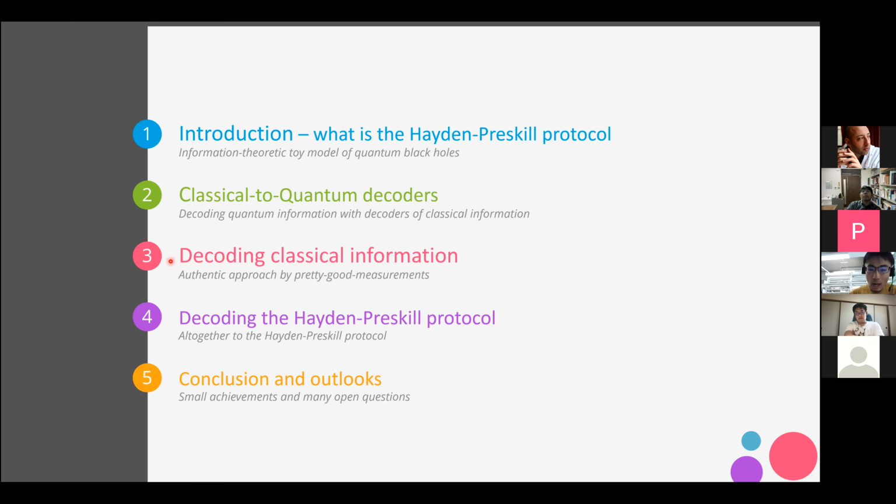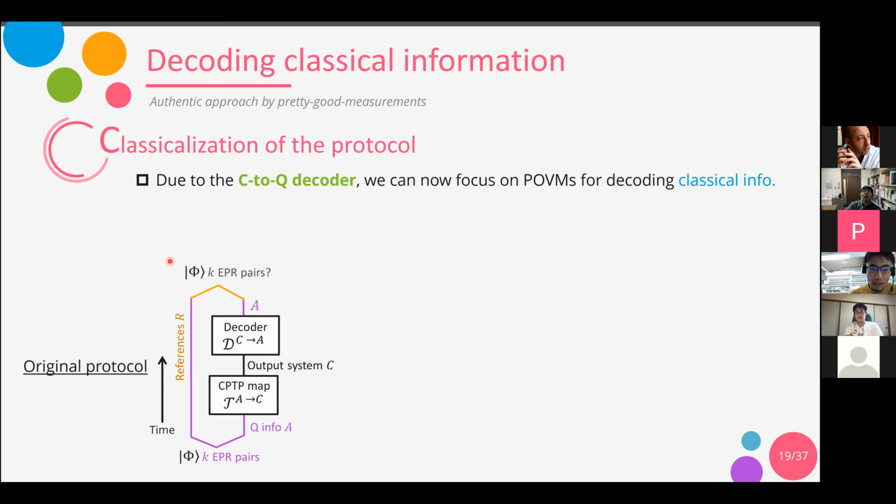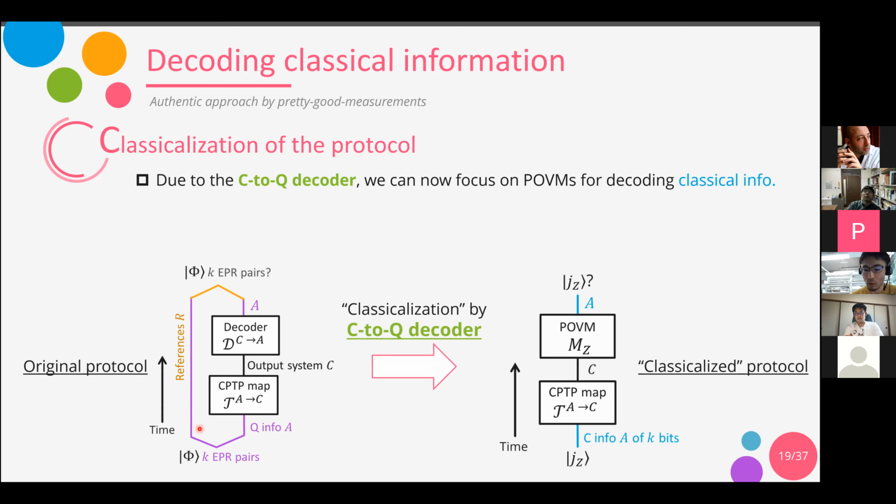Next I will explain how to decode classical information. Again, wrapping up the C2Q decoder, because of this technique, we can now focus on P of M's for decoding classical information. This is the original protocol, but if we use a C2Q decoder, we can classicalize this protocol to this one. This is much simpler because there are no EPR pairs in this classicalized protocol. We just input one of the Pauli Z basis states, and we try to recover it. So it's a very simple protocol now.